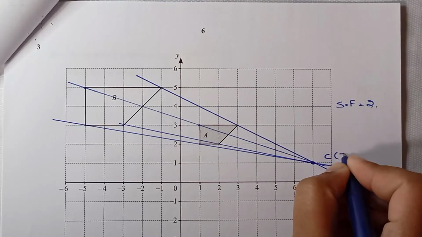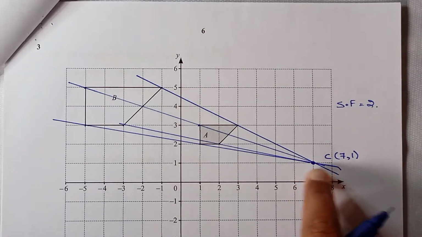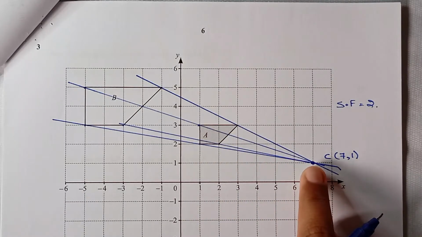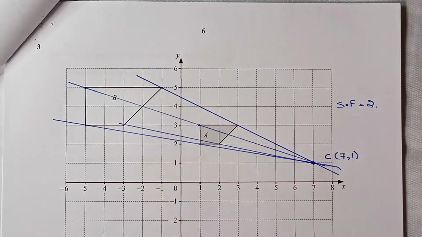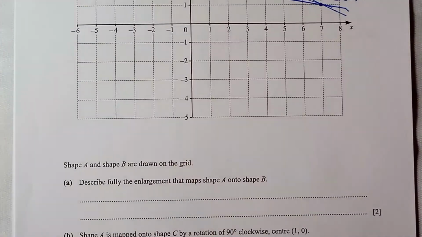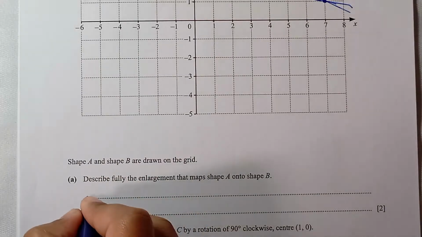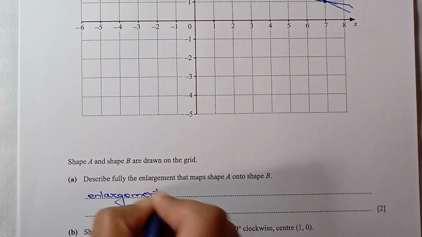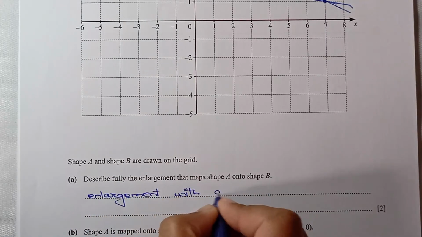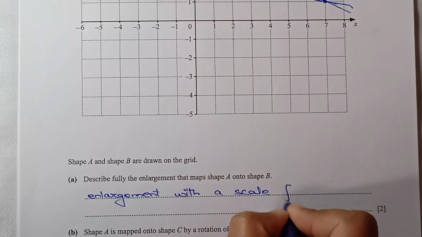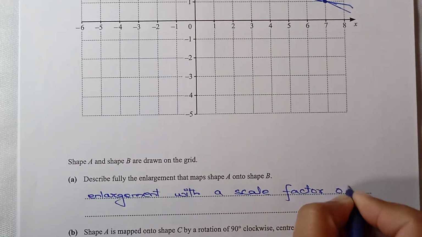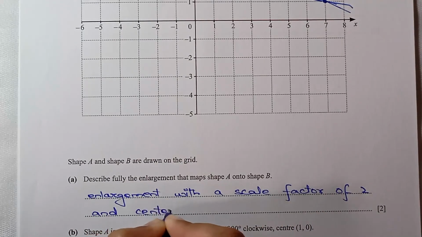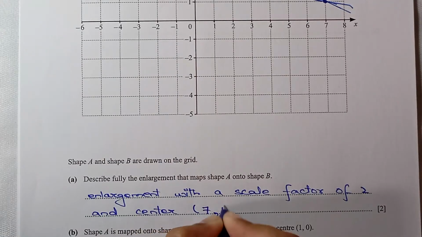So the center of enlargement is (7, 1), and it has a positive scale factor because it is not on the other side of the center, it is on the same side of the center. So we can say that the transformation is an enlargement with a scale factor of 2 and center of enlargement (7, 1).